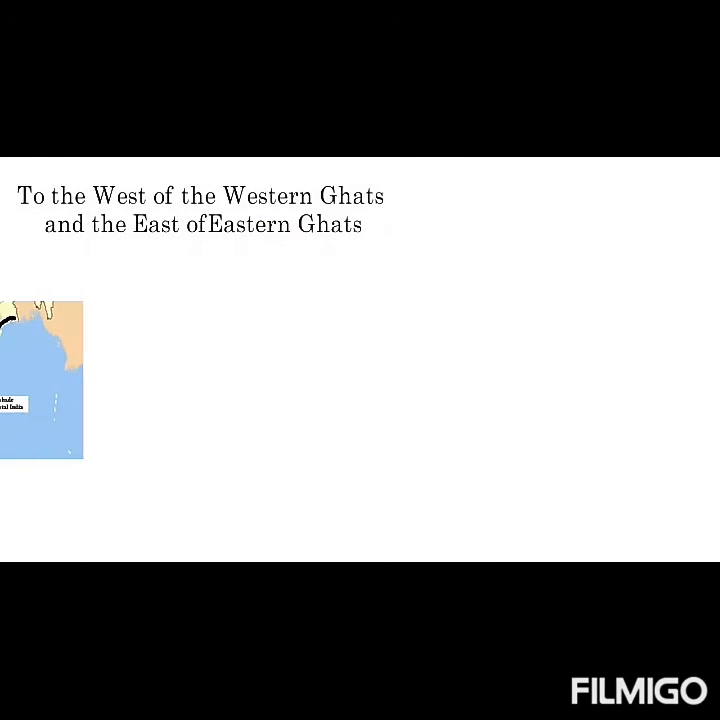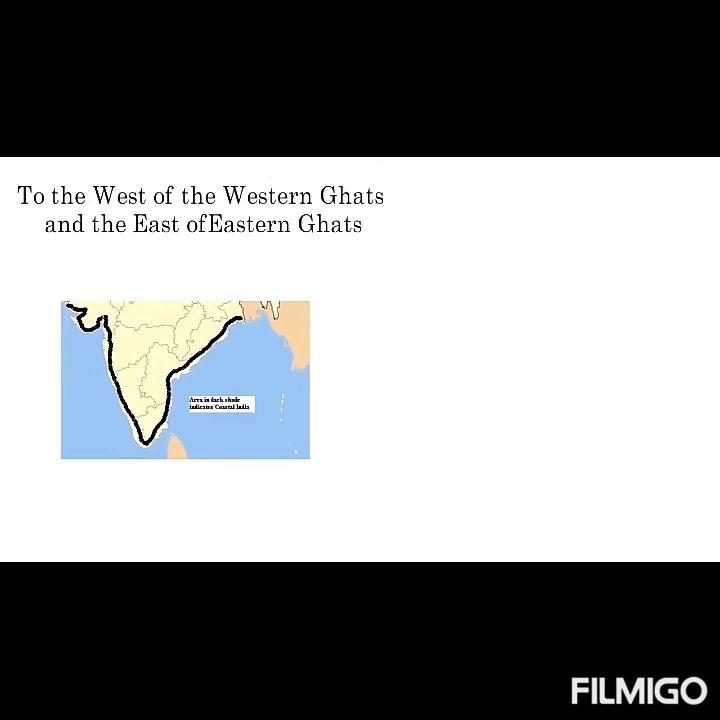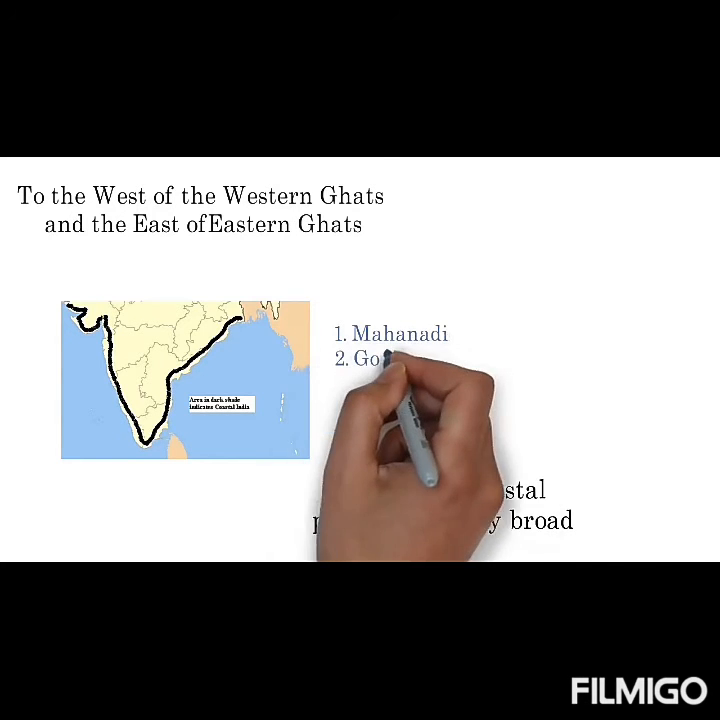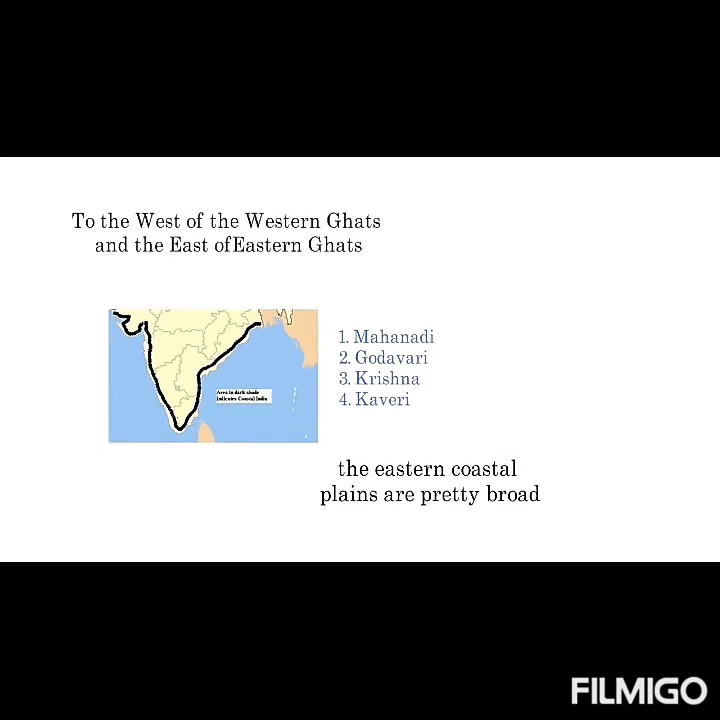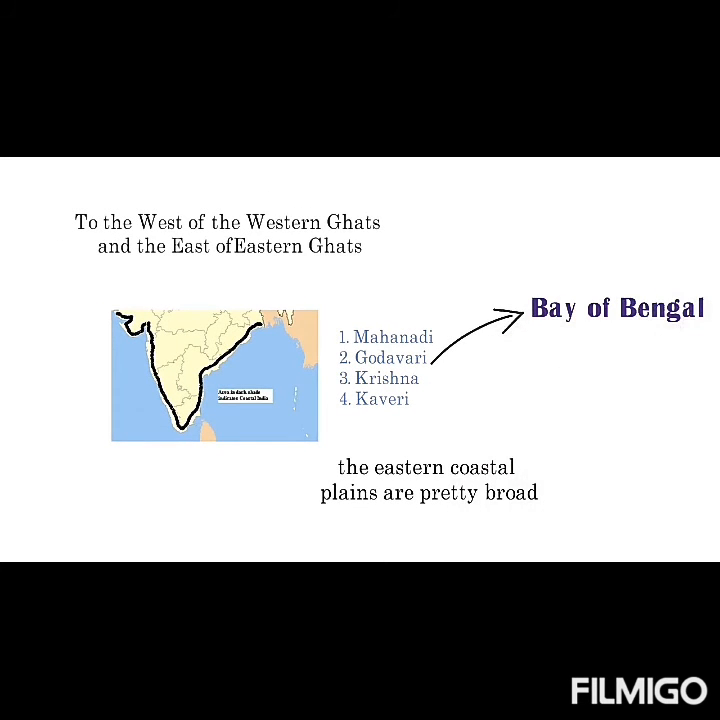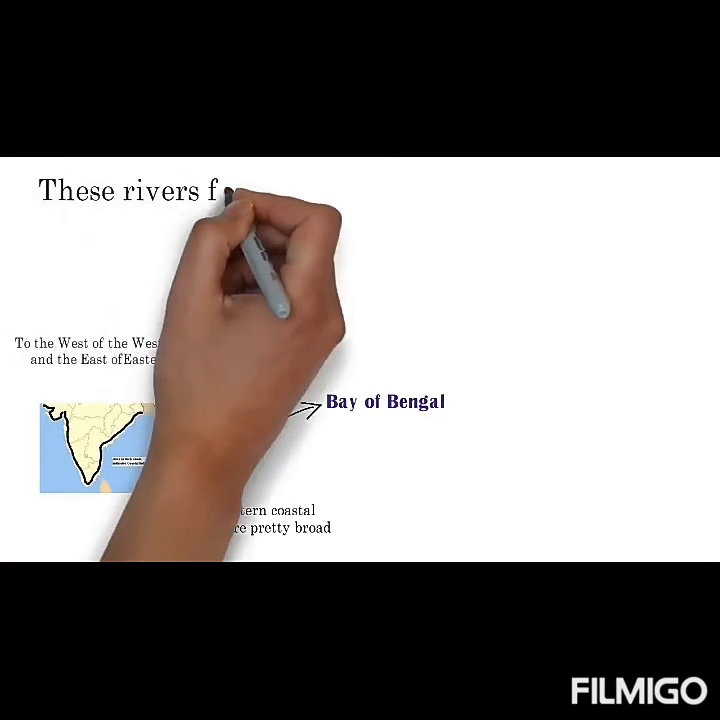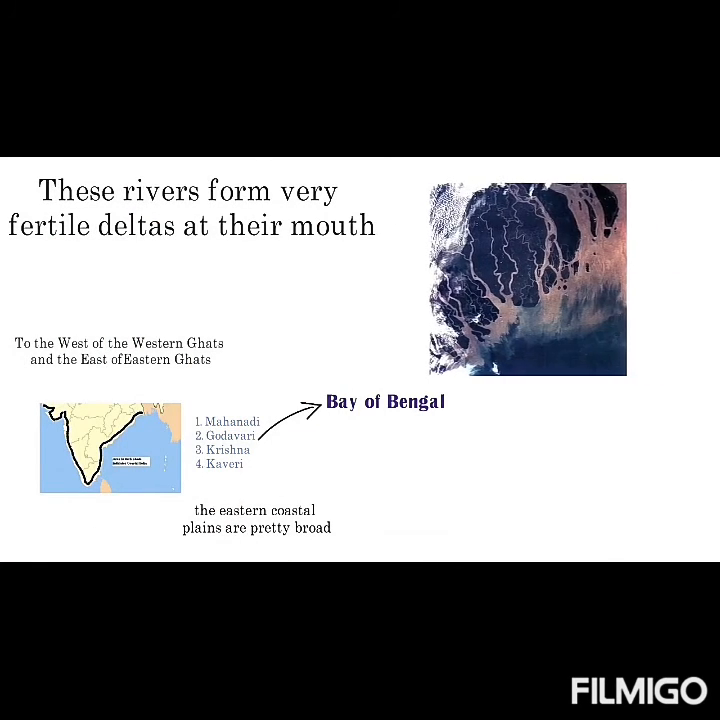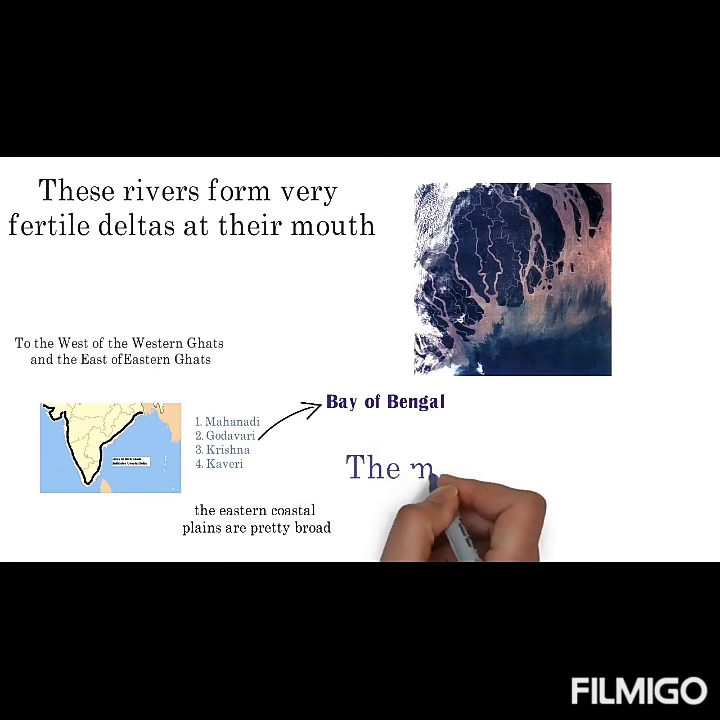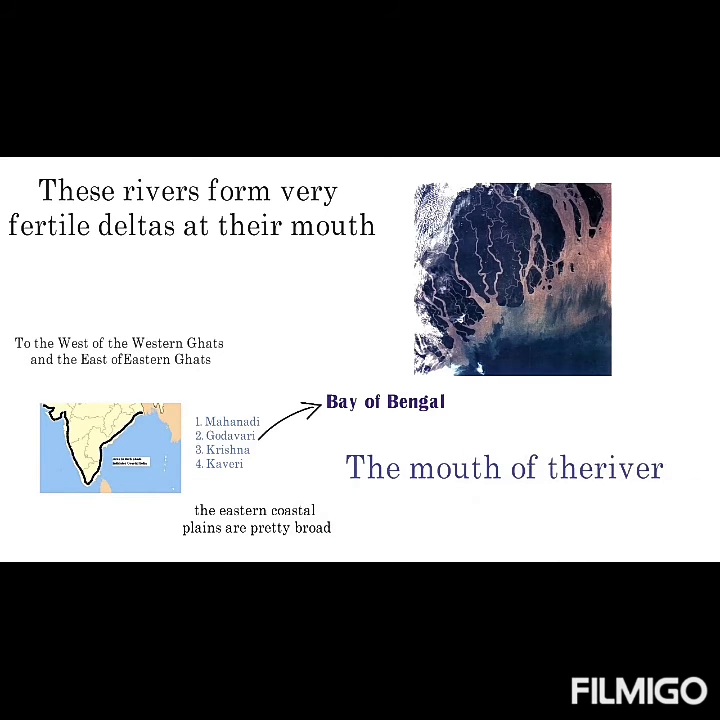To the west of the Western Ghats and the east of the Eastern Ghats lie the coastal plains. The west coastal plains are very narrow. The east coastal plains are much broader. There are a number of east flowing rivers like Mahanadi, Godavari, Krishna and also the Kaveri that drain into the Bay of Bengal. These rivers form fertile deltas at their mouth.